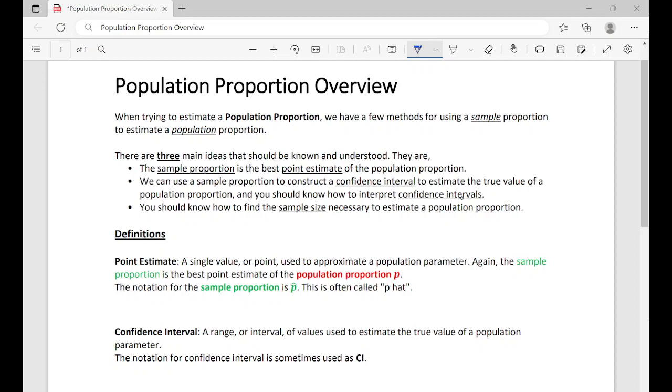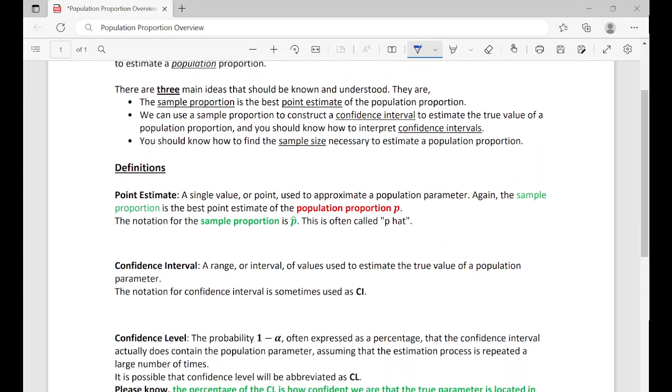What is a confidence interval actually trying to say? And you should know how to find the sample size necessary to estimate a population proportion. So let's look at some definitions.